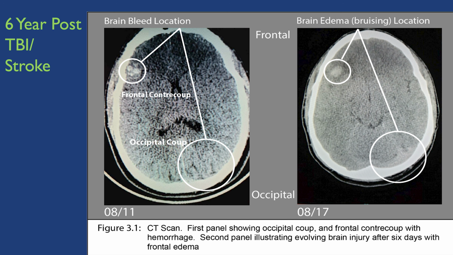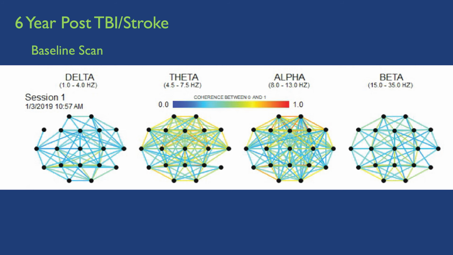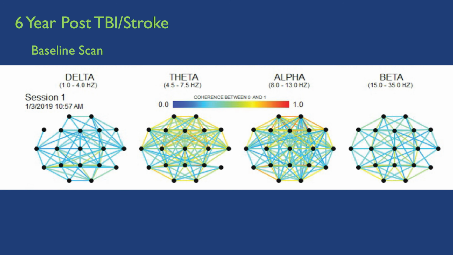So it's starting to get a little edema, some of the blood's beginning to resorb. He's still got some edema down posteriorly. So this is his baseline WAVi. I've got all 4 wavelengths, and you can appreciate in that front where the contre-coup was in the blood, there's some holes in there. There's not a lot of connectivity, although you could make a case that there's some, but you can really see it on the delta.